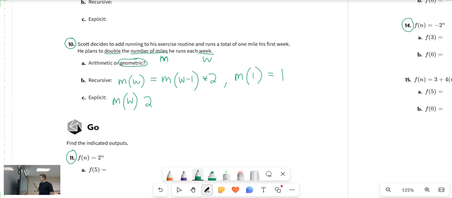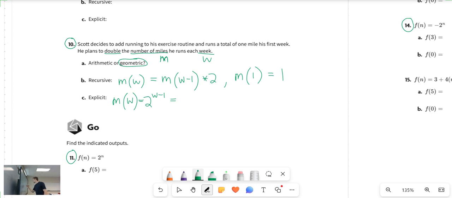2 to the something. And that's actually going to be 2 raised to the weeks that he's been going, minus 1. Now, why is it minus 1? Well, let's put the equal sign in here. We could do weeks minus 1 as his exponent, which is going to be the same. If you like writing it like that, you can write it like that.